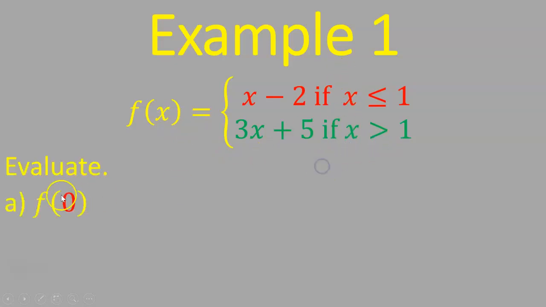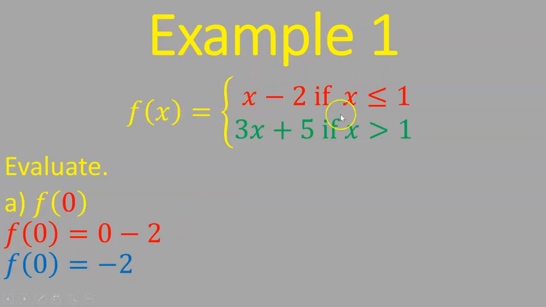For example, if I'm trying to evaluate f of 0, notice the color coding. 0 is less than or equal to 1. Therefore, you use the red, but you ignore the green. So 0 minus 2, 0 replaces x in the red function, and I evaluate it. I don't worry about the green function at all because 0 does not apply to that piece of the domain.